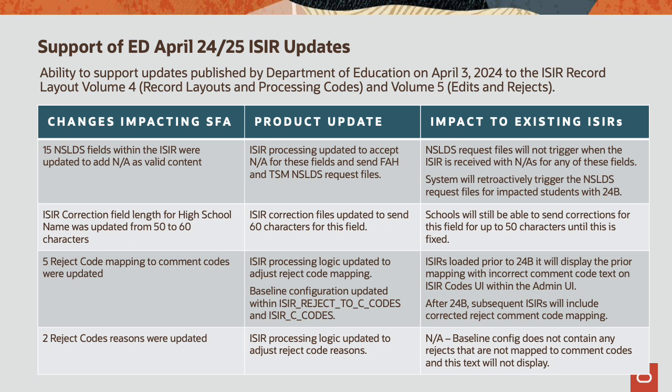For rejects, the comment code mapping were updated for 5 reject codes, which did require system logic to be updated as well as baseline configuration updates. For these reject codes, if an ISR is loaded in prior to the update, it will display the prior mapping with incorrect comment code text on the ISR's code UI within our admin UI. And lastly, 2 reject code reasons were updated which require ISR processing updates. If you are using our baseline configuration, there will not be an impact to your students as our delivered configuration does not contain any rejects that are not mapped to comment codes, which is the only time that this text would display.